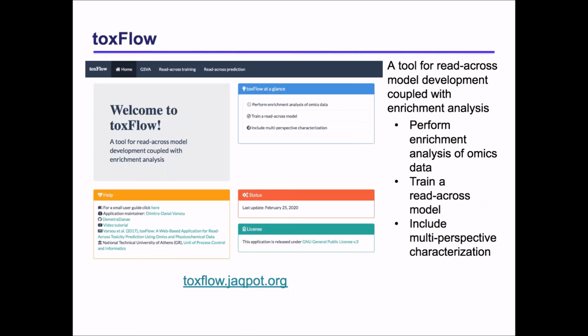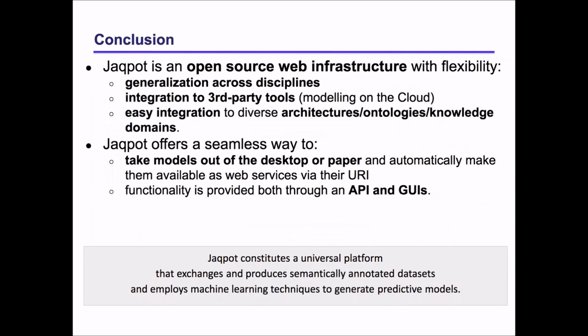So, to conclude, Jaqpot is an open source web infrastructure that is characterized by its flexibility. Its flexibility to generalize across disciplines, because after a certain point in your procedure, once you have formed your data and given it the right structure, meaning it's clean, it's usable, there are no gaps, so to speak, it's well structured, then you can use data from any source.